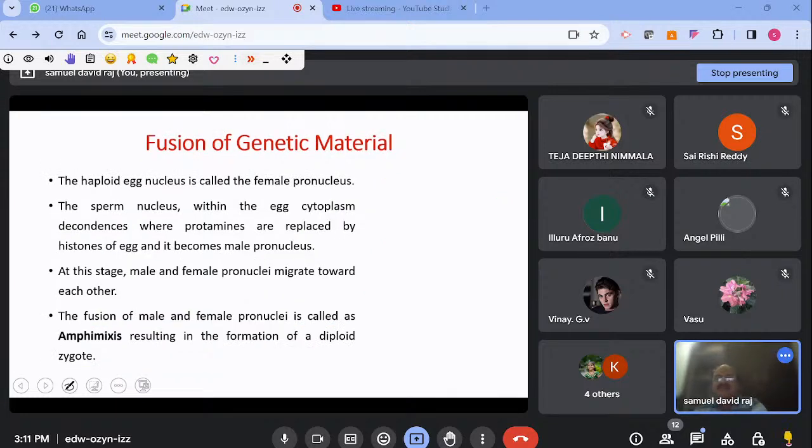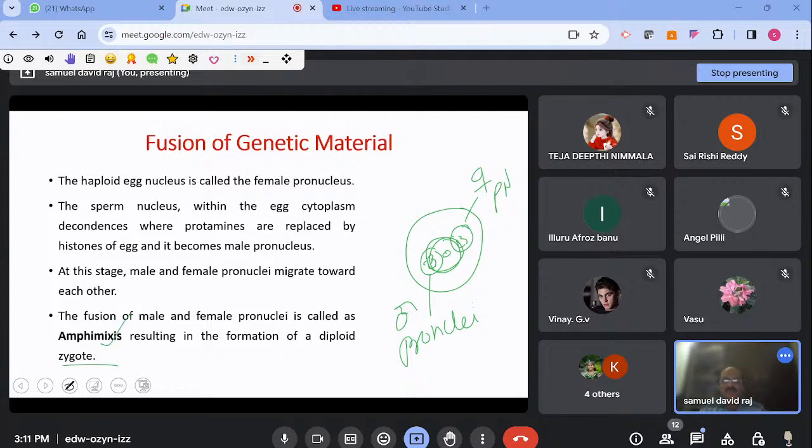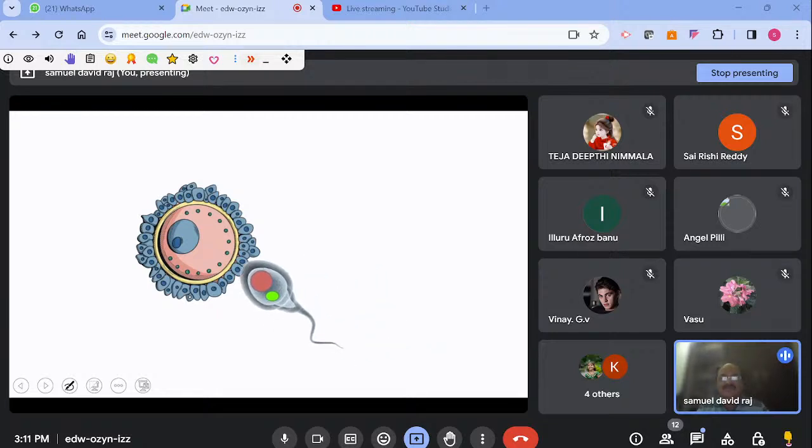After that, the egg has the sperm nucleus and the egg nucleus. We call them pronuclei because they have only half the number of chromosomes. This is the male pronucleus. This is the female pronucleus. Both the nuclei fuse, a process called amphimixis, resulting in the formation of a diploid zygote. So this is how the sperm comes in contact, and all the processes like acrosomal lysis.